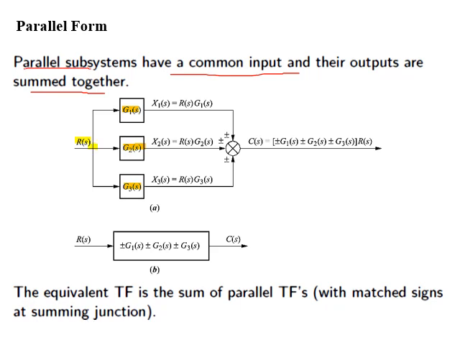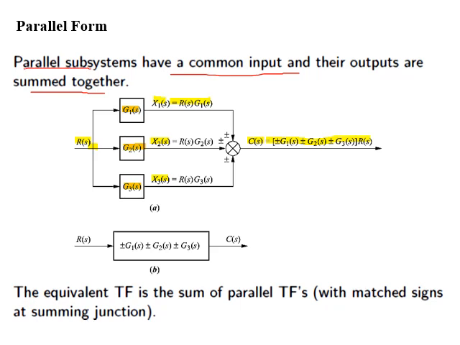And output is the sum of individual outputs of the systems, which are X1 of S, X2 of S, and X3 of S. And for this summing purpose, a summing junction is used, and output equals the sum or difference of X1 of S, X2 of S, and X3 of S.